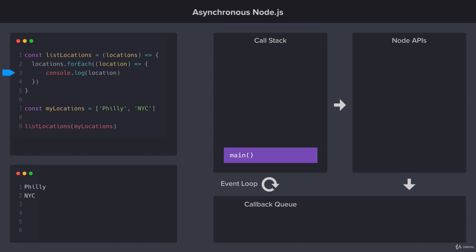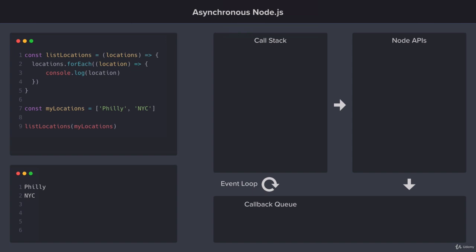Now that brings us back to where we were before on line 9 of the main function. That is the last line in the program, which means that we are all done. The final result, we have Philly printing, and then below we have NYC printing. So here we were able to get an idea for how the call stack is going to allow us to work through our program, keeping track of the individual functions that are actually executing.